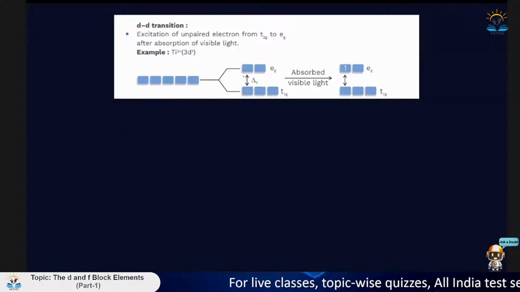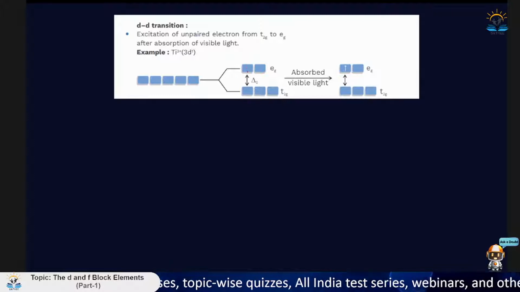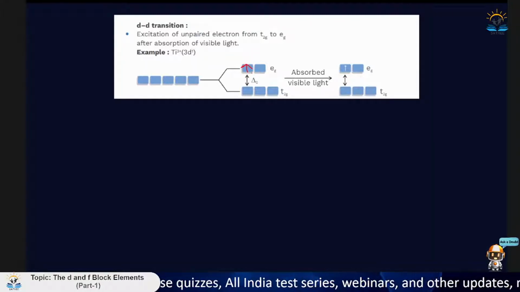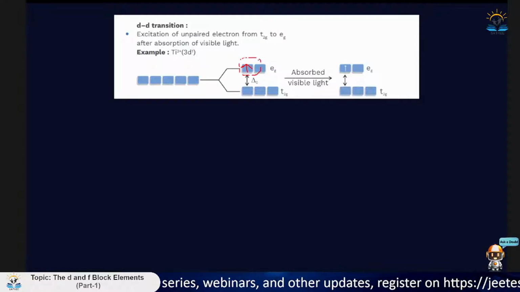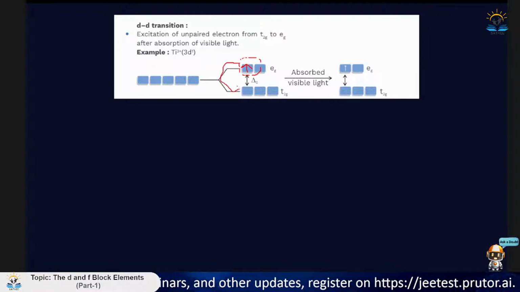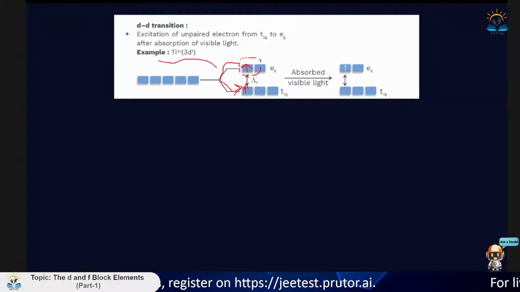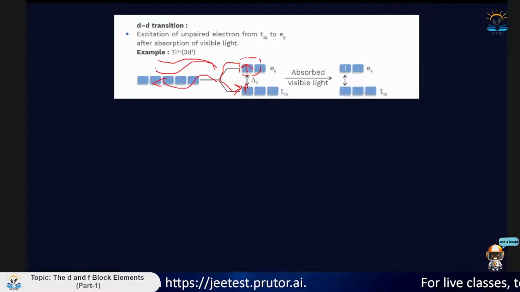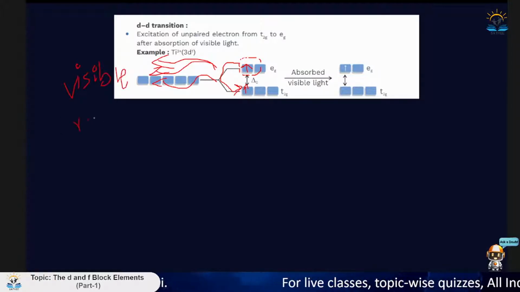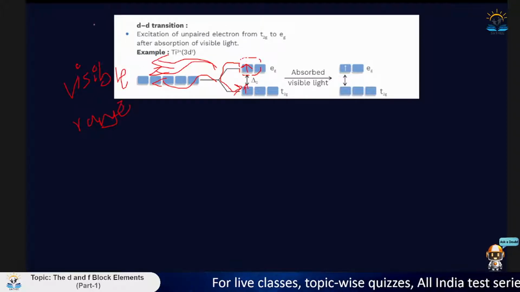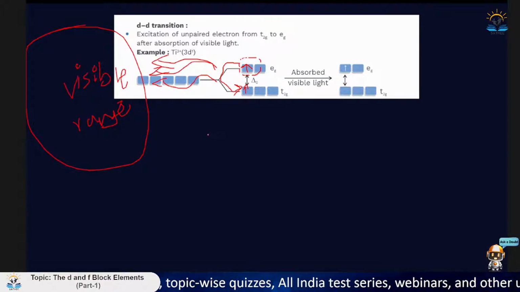We have an electron, and it gets excited because of some energy or whatever changes you have made, and the electron comes over here. Now, when the excitement is gone, it realizes it has come way too far, and it comes back to its original place. While coming back, it releases energy. This energy or radiation falls in the visible range, and that is the color we see of the compound.